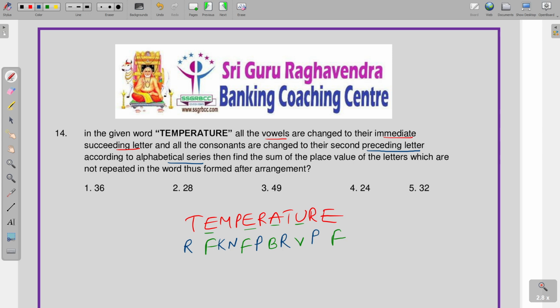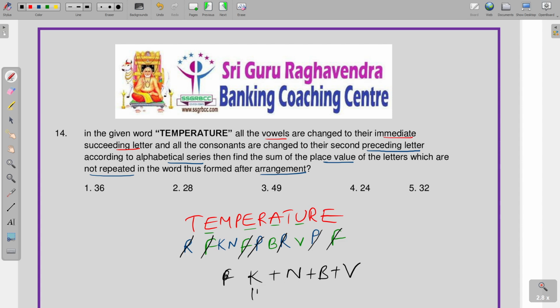Okay, it is the final arrangement. And next, find the sum of the place value. So we need to find the place value of the letters which are not repeated in the word formed after rearrangement. So see, how many letters are not repeating? R is repeating, P is repeating, F is repeating. So F is also repeating, and next K plus N plus B, again V. We need to find the sum of these four letters.